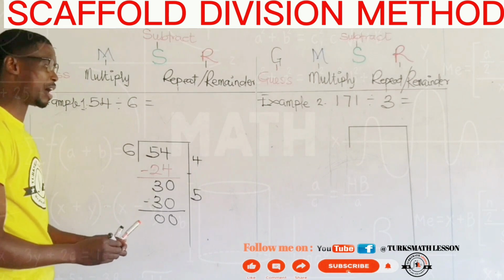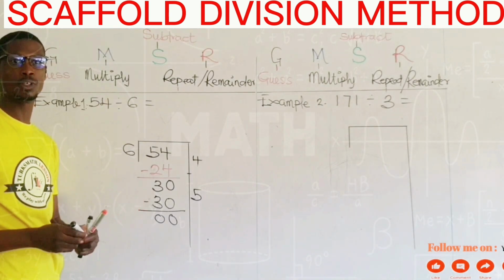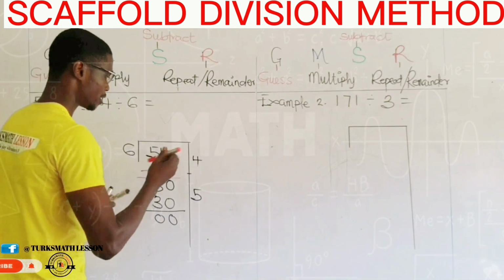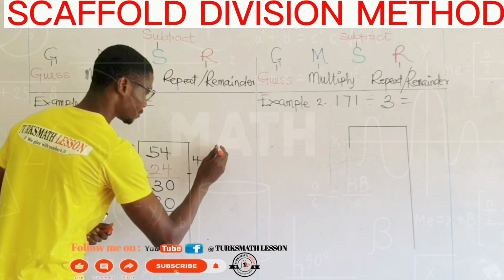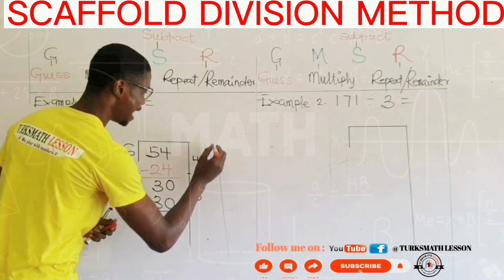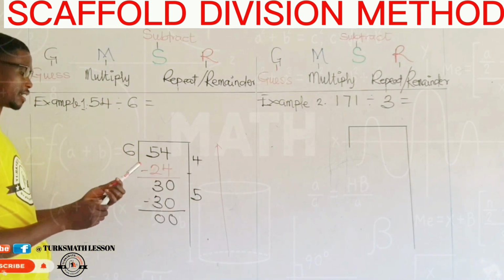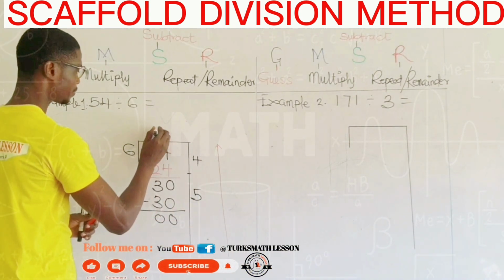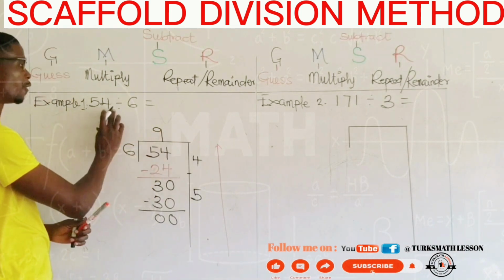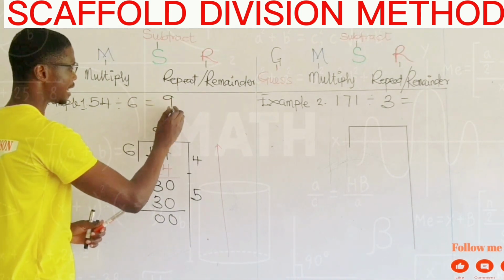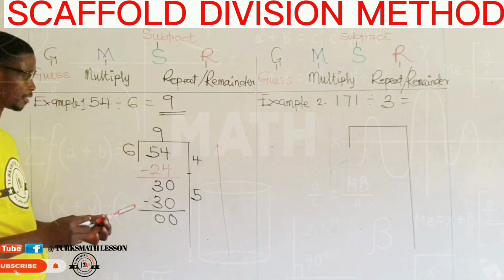So what's the next thing that we are going to do? As I said, we will add. What numbers are you going to add? Four and what? Five. 4 plus 5 will give us? Nine. So therefore, 54 divided by 6 is what? Nine. Very good. Clap for yourself there.